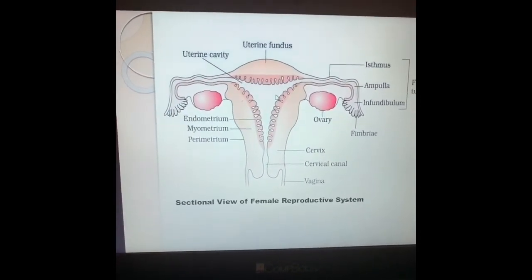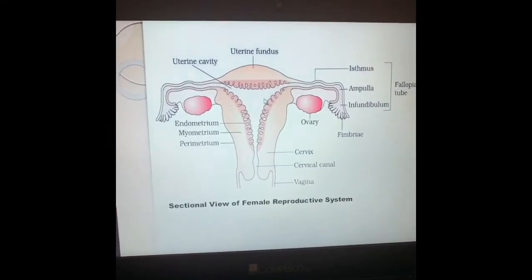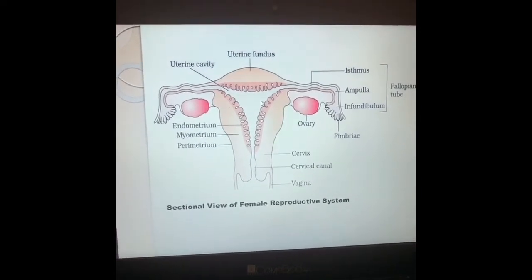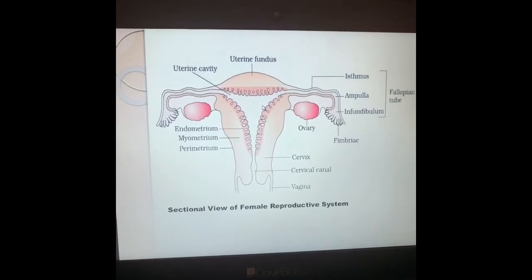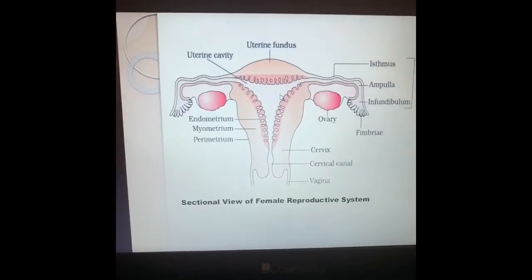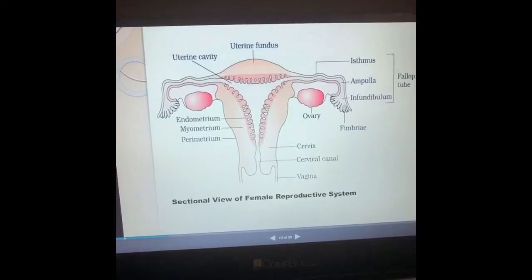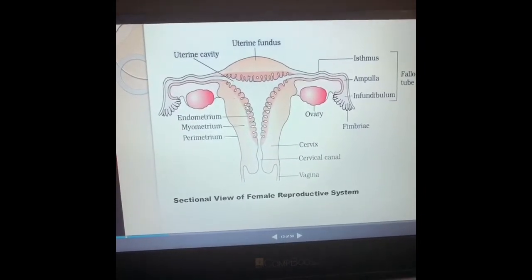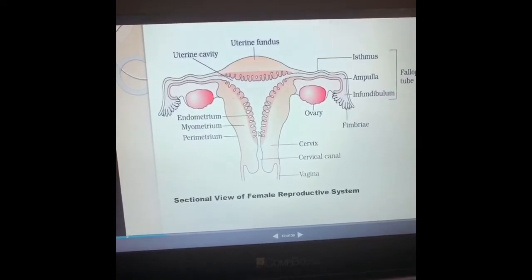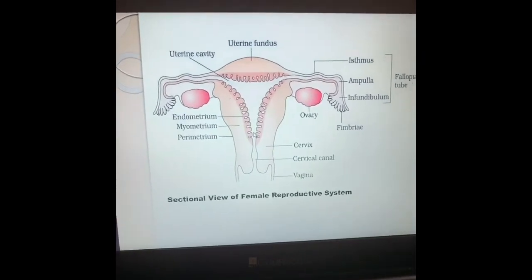The uterus has a thick, highly vascular wall composed of 3 layers. The outer layer is known as the perimetrium, the middle one is known as the myometrium, and the inner layer is known as the endometrium. This is very important: which is which layer. It is the endometrium which keeps changing. It's a glandular layer with many blood vessels, and it undergoes cyclic changes during the menstrual cycle.